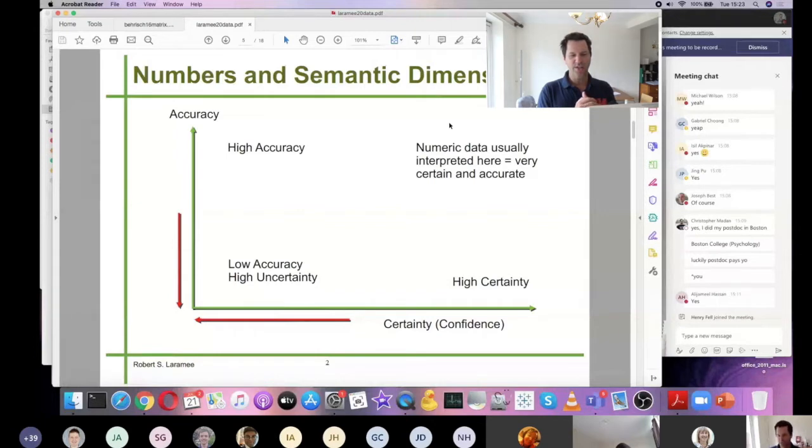And that's essentially leaving out some important information. If you see a number and that number has no confidence associated with it and no accuracy associated with it, then some information is missing there.